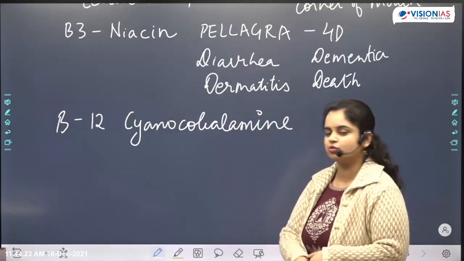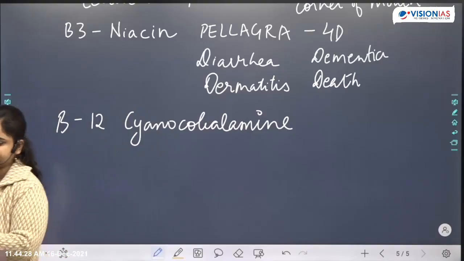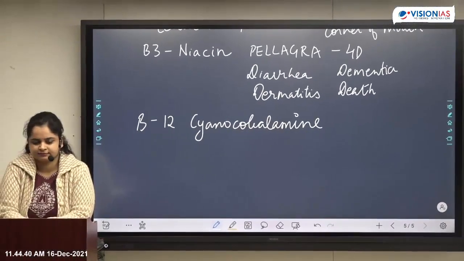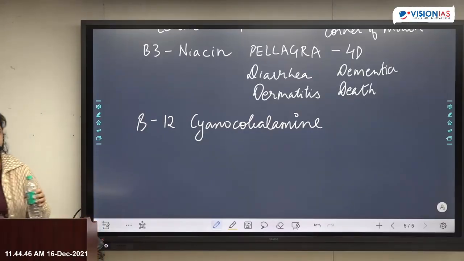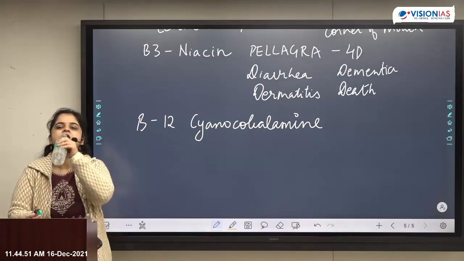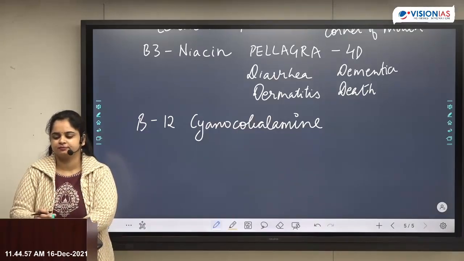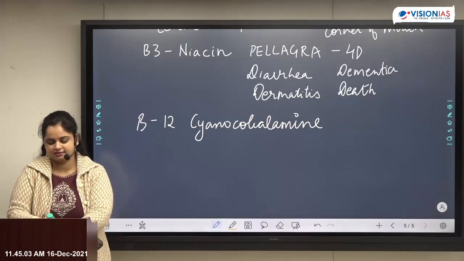Write down sources. It is produced by the bacteria present in our intestines, and other sources can be meat, fish, eggs.